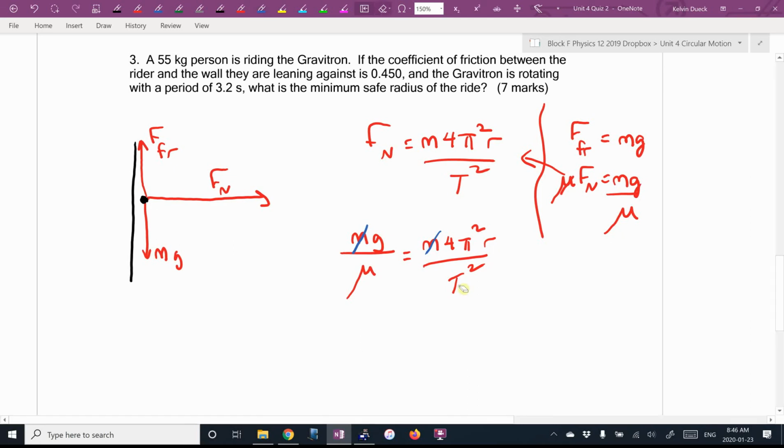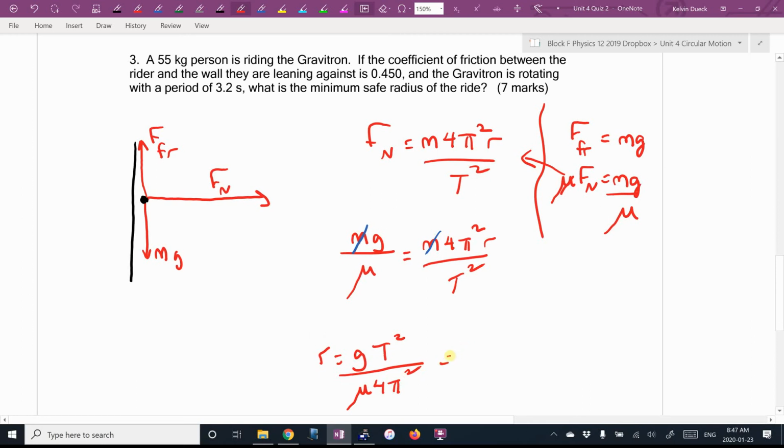To get the r by itself, I think times by t squared, divide by 4 pi squared. Because when you have one fraction equals one fraction, stuff just moves diagonally across the equal sign. So I think r is going to be g t squared all over mu 4 pi squared. I think that's right. Yep.